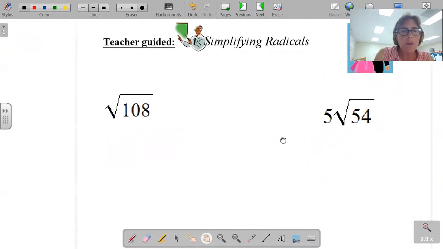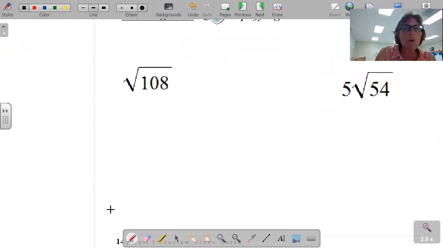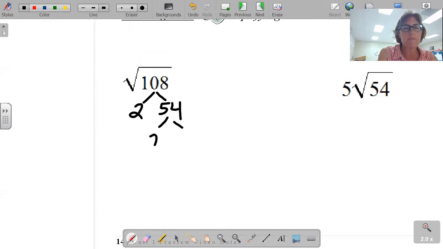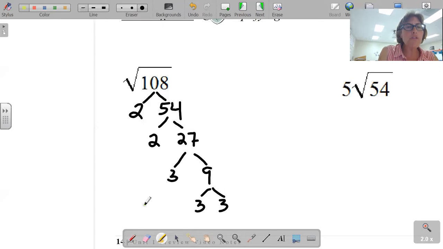So here we are. We're going to simplify radical 108 here. And we start by factoring. It doesn't matter how you factor. You're going to factor tree it. I tend to just use 2 all the way down, if it's even. Obviously 27, we can't use 2. And you factor so you get all the way down to the prime numbers.